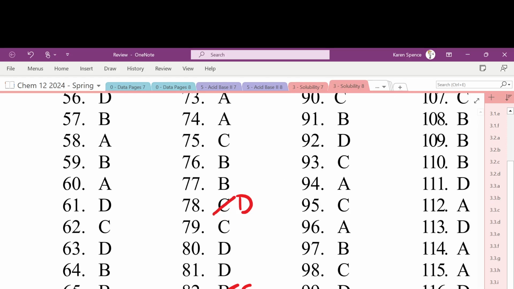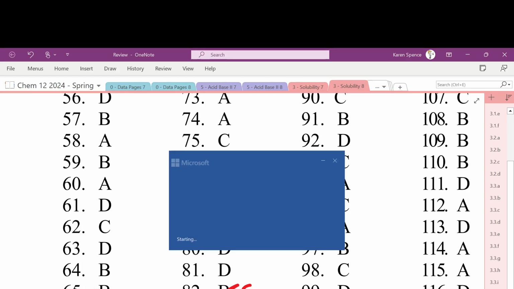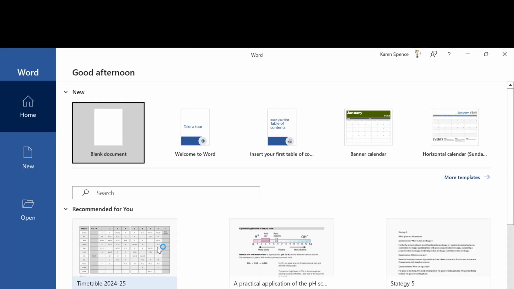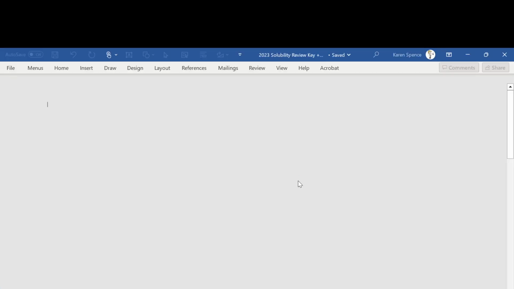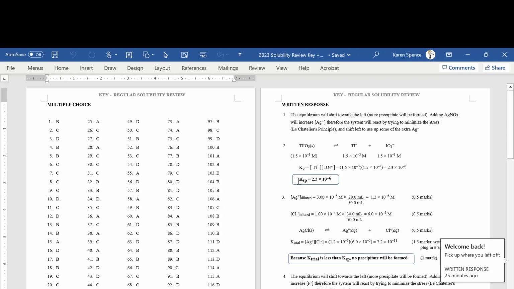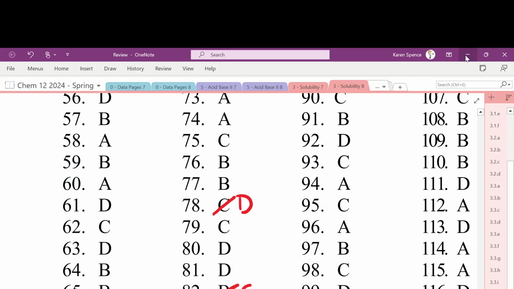Let's see what I changed it to. Where'd it go? Open. Key. 82 should be C. 78 D, 82 C. Okay? Are there any questions other than those ones, which were obviously wrong? Start with.